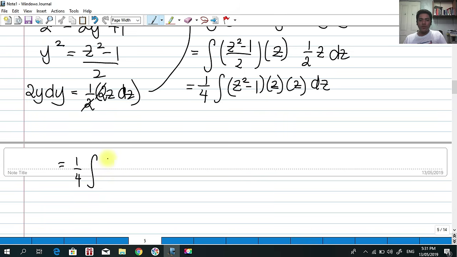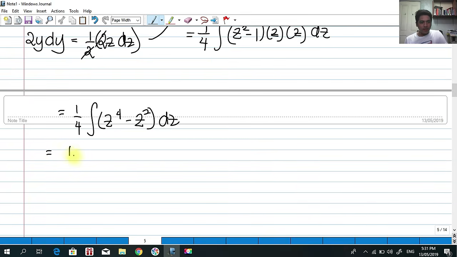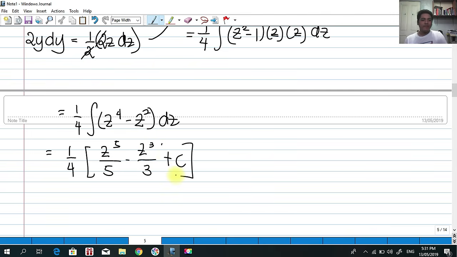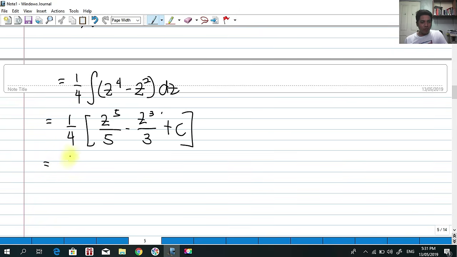So we have z squared multiplied by this, distributing: z raised to 4 minus z squared, dz. If we evaluate that integral by the power formula, we have z raised to 5 over 5 minus z cubed over 3 plus c. So distributing, we have 1 over 20 z raised to 5 minus 1 over 12 z cubed plus c.